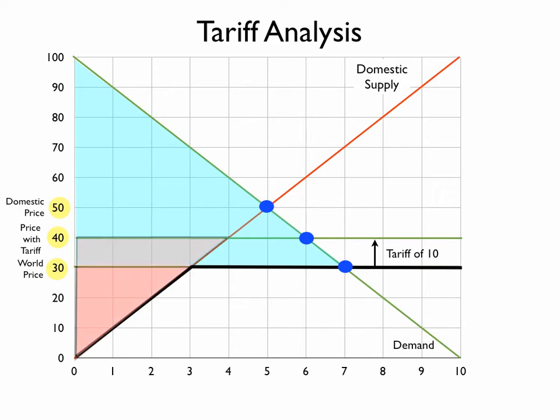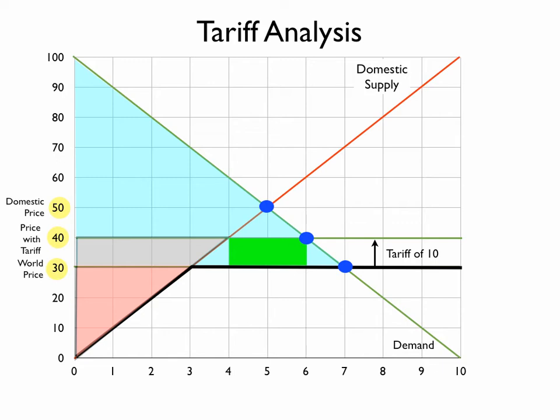The producer surplus, notice that they're able to gain the sales from a higher price. They can shift some of that consumer surplus back to the producer surplus side. But note what happens in this area here. This here actually represents the tariff, because now we just have two sales.